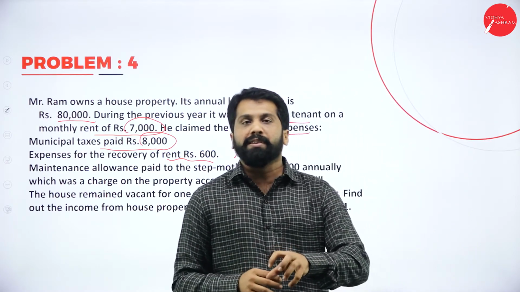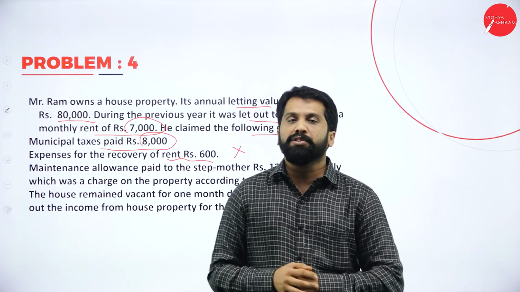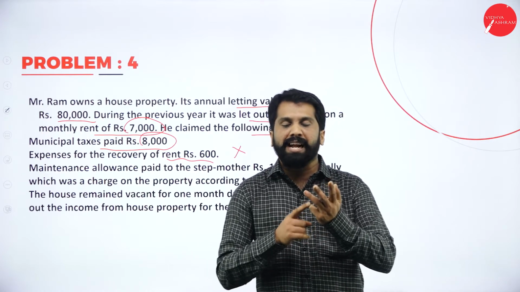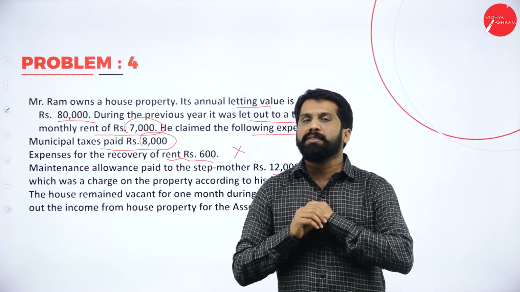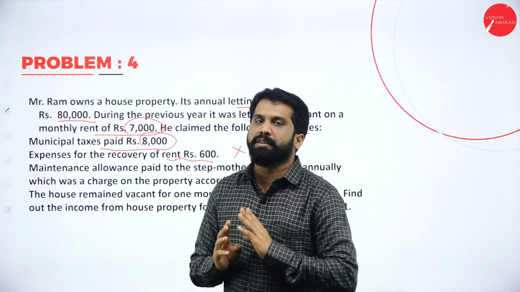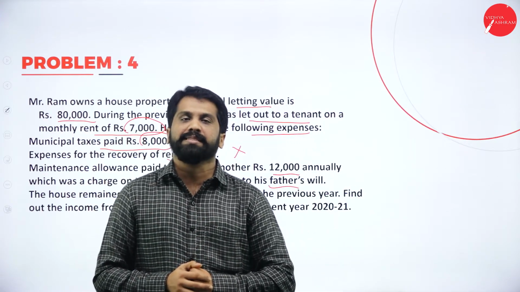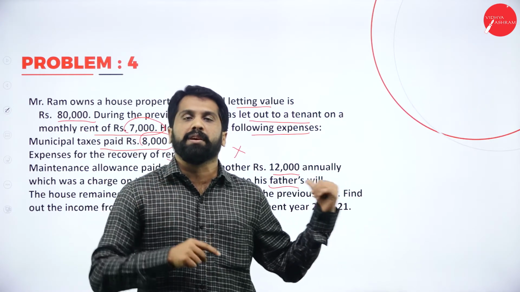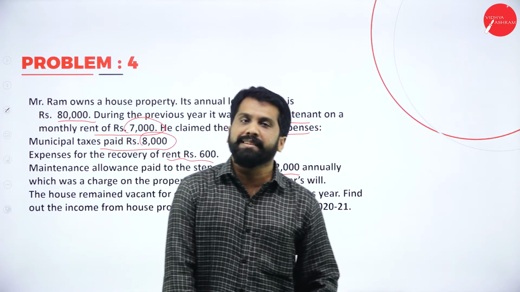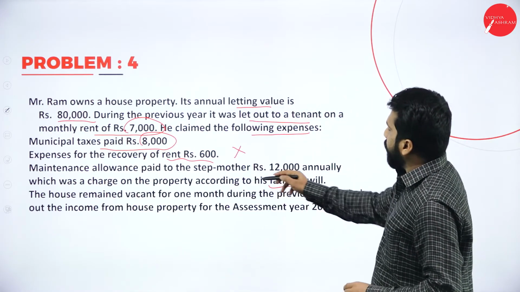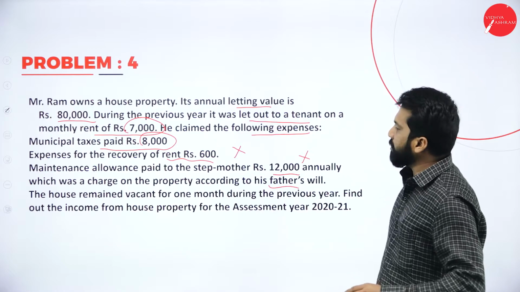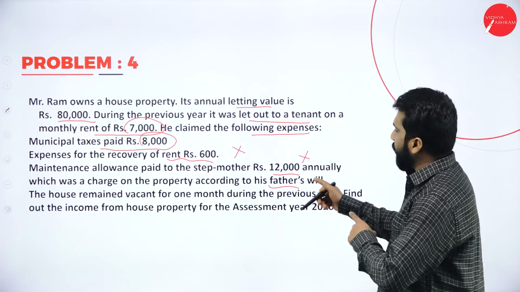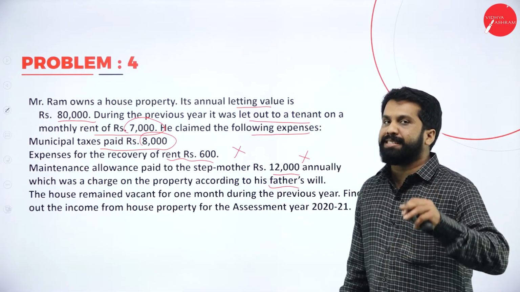Why? If you want to collect rent, you have to pay this. Should we consider it or not? The answer is no. As I told you, except municipal tax and unrealized rent, whatever expenses, even though it is a villa, whatever it may be, you are not supposed to consider. Clear? You can make expenses, but in house property income, you are not supposed to consider that. Clear? Yes. So you are not supposed to consider this 12,000 as per the father's will. You have to fulfill your father's wish, but this 12,000 you cannot claim as tax deduction.